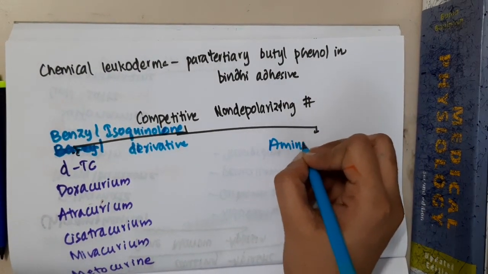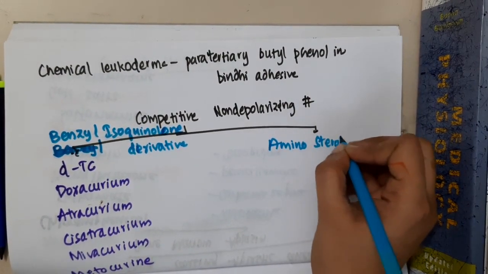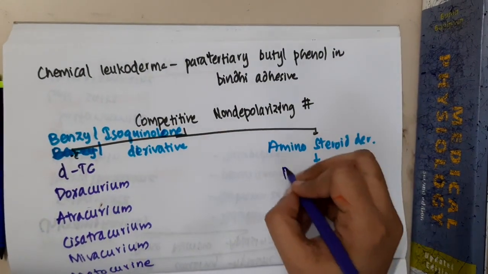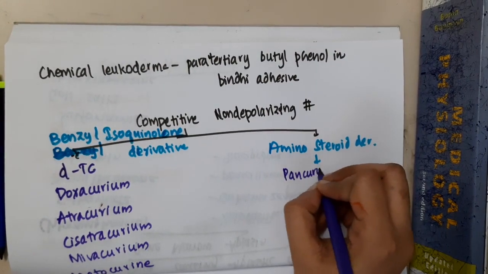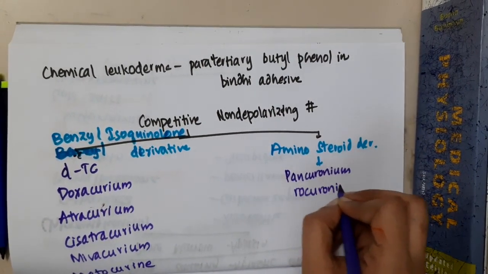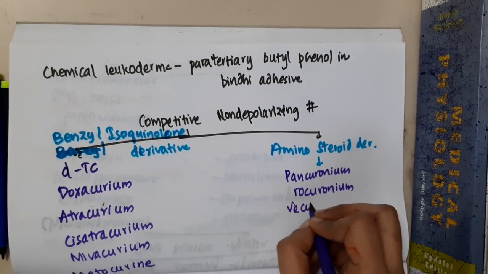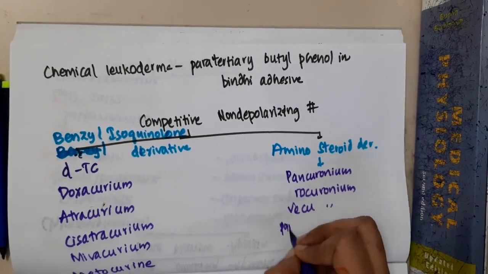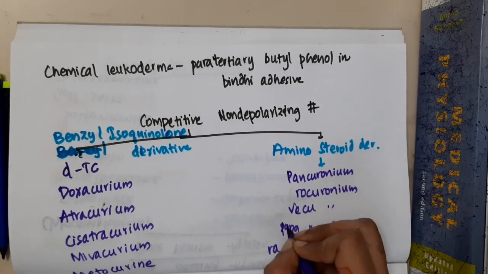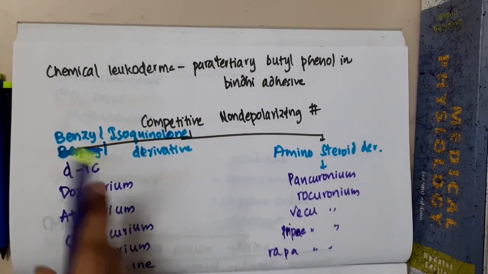Others are aminosteroid derivatives. What are aminosteroid derivatives? These include pancuronium, pipecuronium, vecuronium, rocuronium, and rapacuronium.